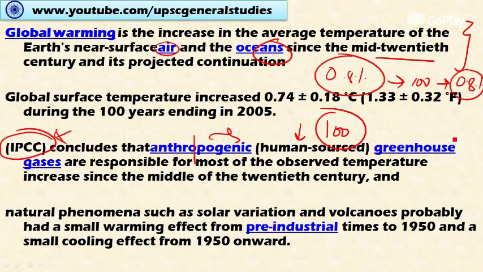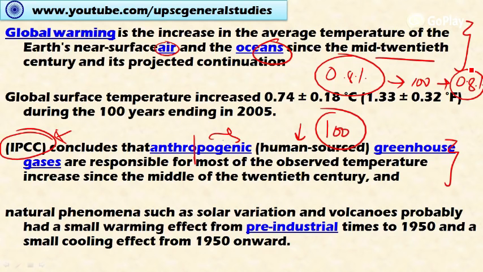20th century. So there have been doubts about whether the present increase in the global temperature is due to human interference or due to natural events, but IPCC research and its reports show that the anthropogenic greenhouse gases are responsible for most of the observed temperature increase since the middle of the 20th century.